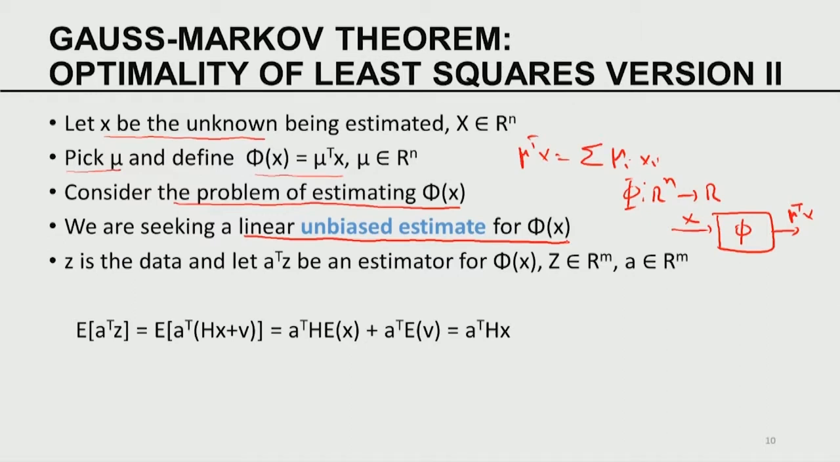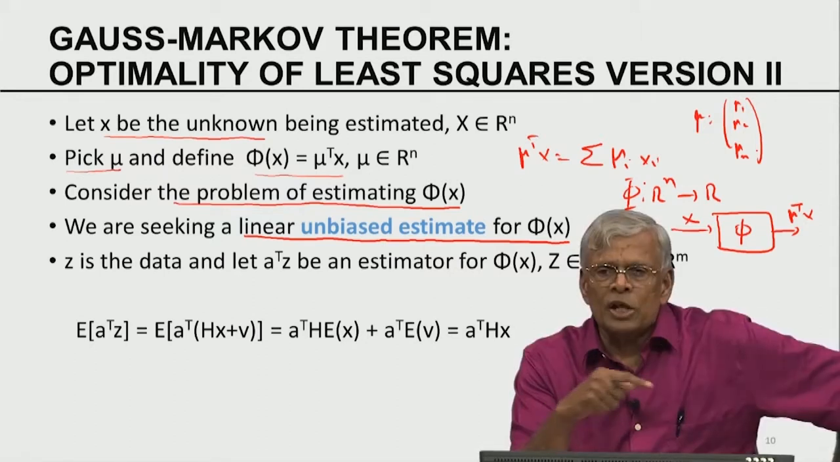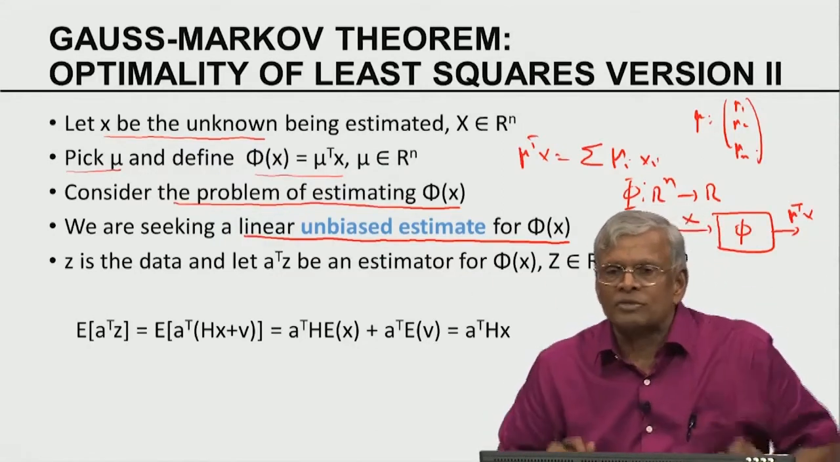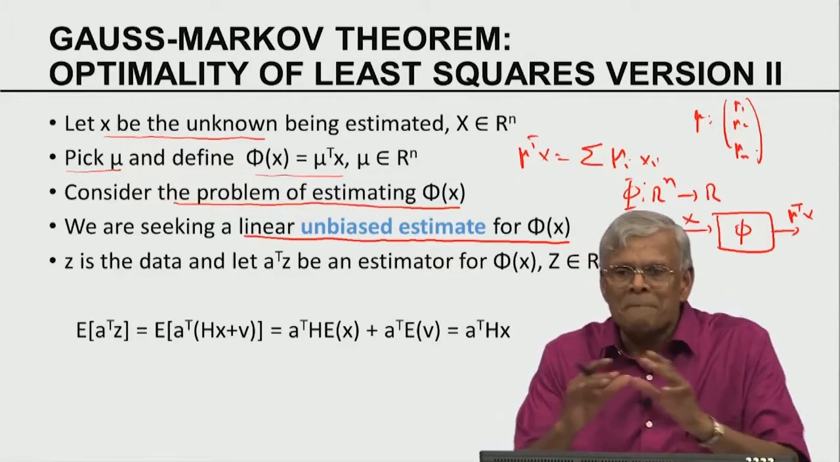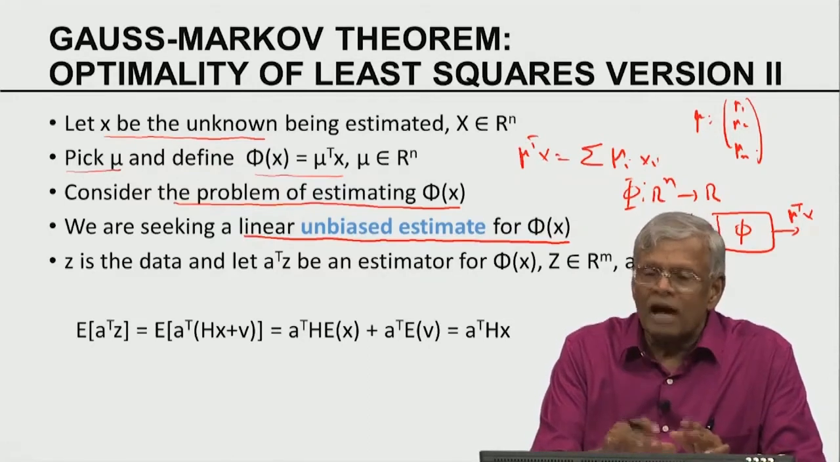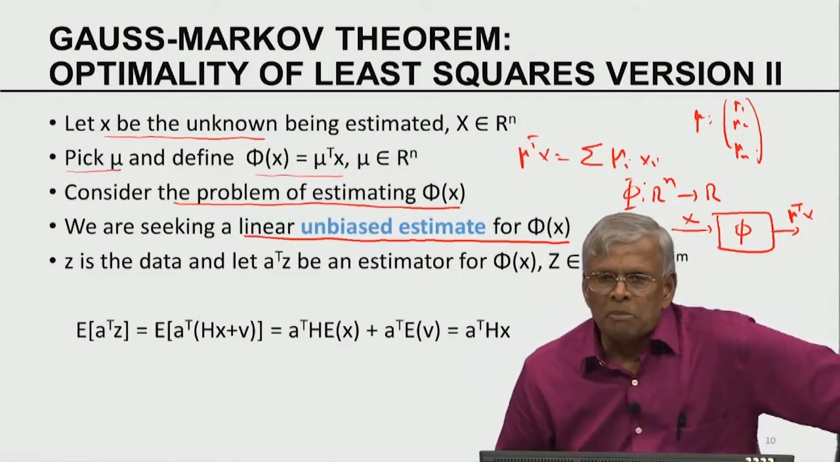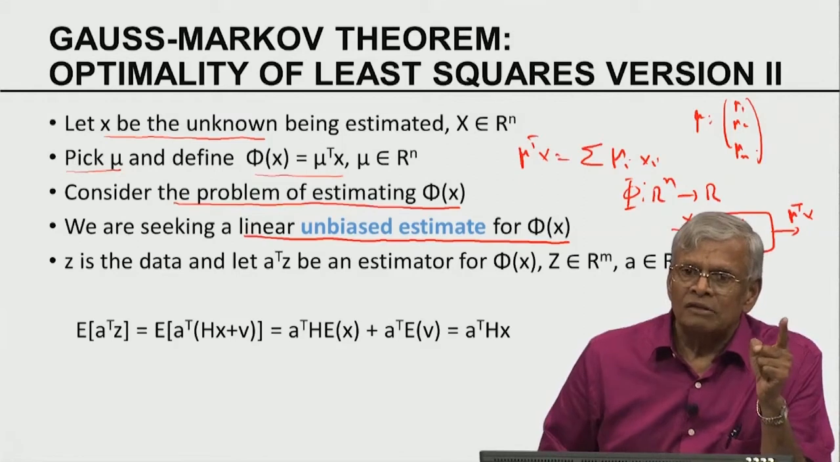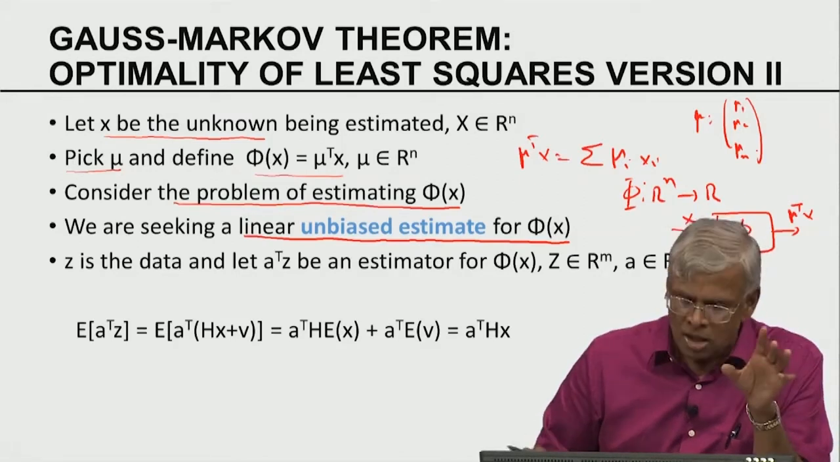Now how is this related to estimating x? You can see mu is a vector, mu 1, mu 2, up to mu n. Suppose I set mu 1 to 1 and all the other mu's to 0, mu transpose x becomes x1. Suppose I pick mu 2 as 1 and everybody else 0, I get x2, and so on. So if I know how to estimate mu transpose x, I know how to estimate every component of x. If I can estimate every component of x, I can estimate x. Therefore, the problem of estimating x is embedded in the problem of estimating a functional of x. So without loss of generality, let us consider the problem of estimating a linear functional of x. A functional is a mapping from a vector in Rn to R.